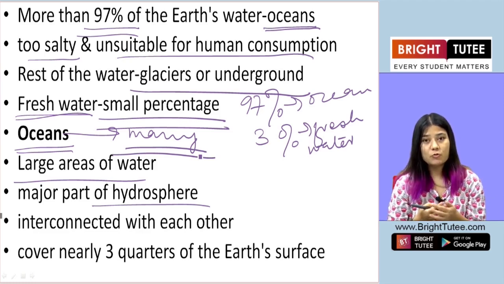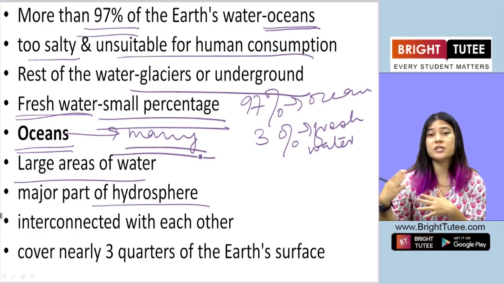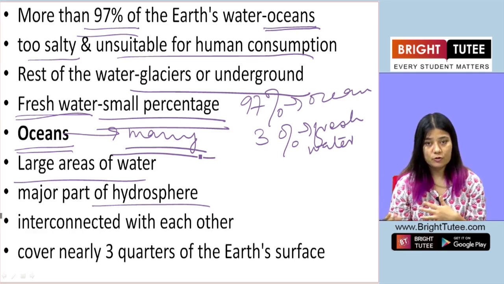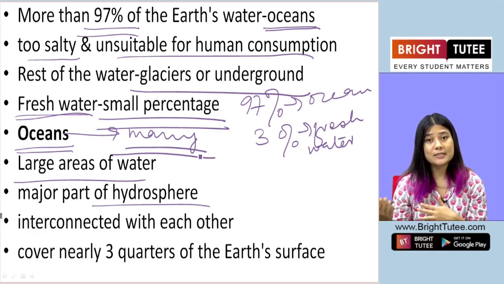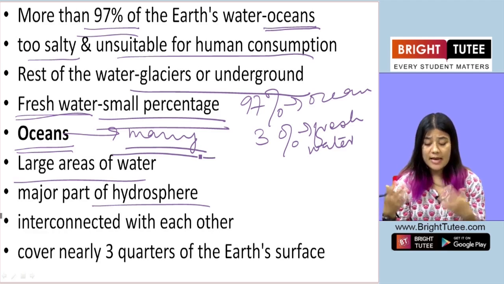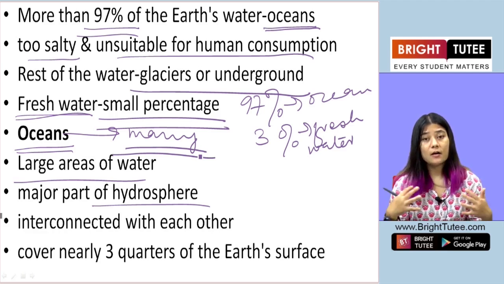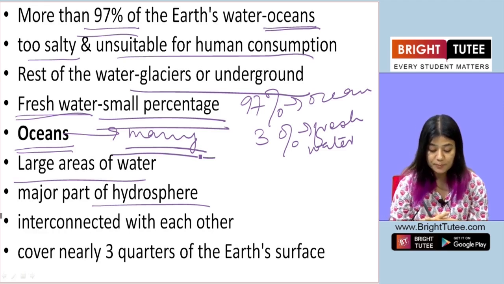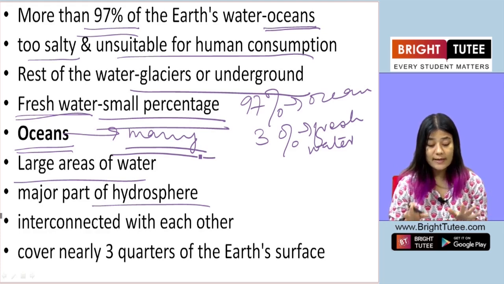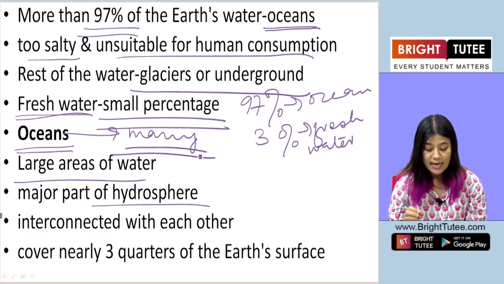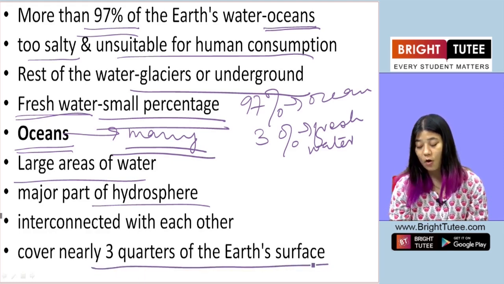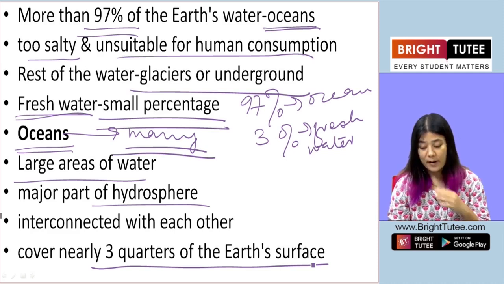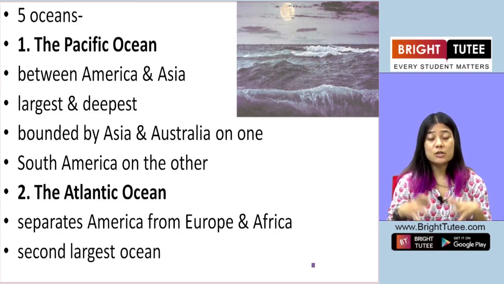The oceans connect to each other with water. Pacific Ocean is connected to Indian Ocean. Indian Ocean is connected to Atlantic Ocean. Atlantic Ocean is connected to Pacific Ocean. Pacific Ocean is connected to Arctic and Antarctic Ocean, etc. All that shows how oceans are interconnected with each other. The water from the oceans covers nearly 3/4 of the Earth's surface, nearly 3 parts out of 4 parts. So they occupy a huge area.